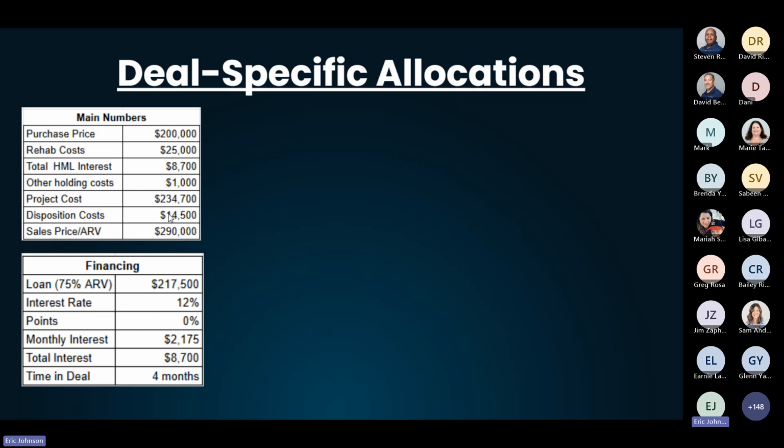For disposition costs, I just simply put 5% to the sales price to end up with this number. For this scenario, we will assume that maybe there's a real estate agent commission and a lot of other miscellaneous things included there. All right. And the ARV is going to be $290,000. For the financing on this deal, the hard money lender agreed to lend the investor 75% of the ARV. So 75% of this number here is $217,500. They're charging a 12% interest rate, no points. So that makes their monthly interest $2,175. They plan to be in this deal for 4 months. That's how we get the total interest of $8,700.